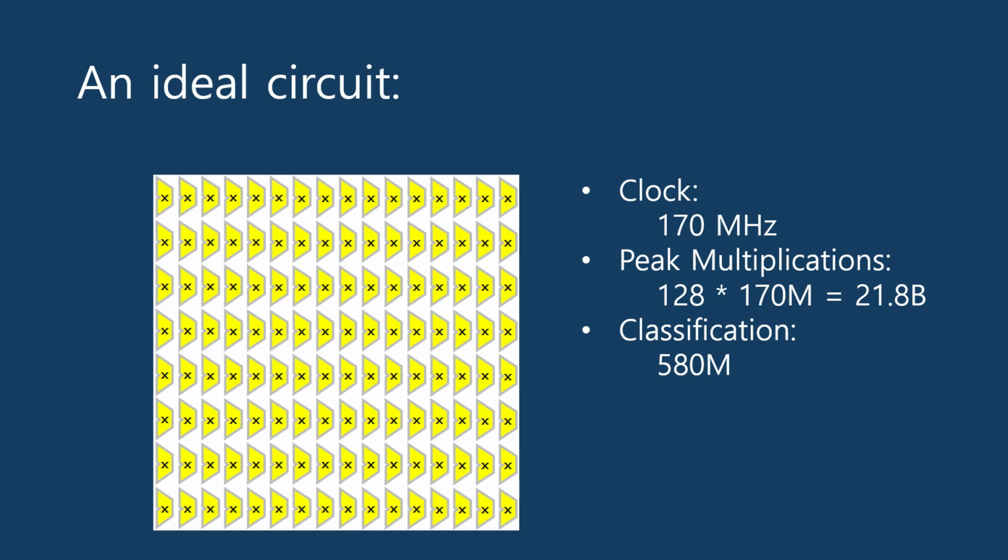Computing a classification algorithm that requires 580 million multiplications for one image. It is theoretically impossible for this circuit to compute the classification algorithm faster than 37.5 times per second. This is because the maximum number of multiplications that all 128 multipliers can calculate in 1 second is 21.8 billion, and one image requires 580 million multiplications, and 21.8 billion divided by 0.58 billion gives 37.5 images per second. If you want to increase the maximum speed further, you will inevitably need to use more multipliers or faster ones.